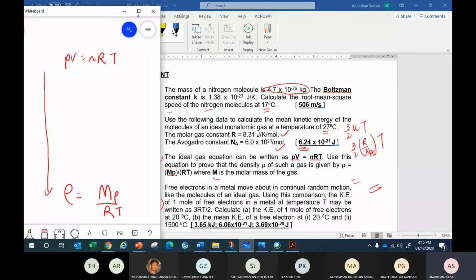But first, before you bring in density, what do you change first? Anyone? You need to bring in density, but we need to bring in the molar mass too. Which one can you replace as molar mass? n. So n is what? Mass over molar mass, RT. Yeah, correct. Then try to bring in density, you got the answer already. Capital M is molar mass. Small m is the mass of the gas.